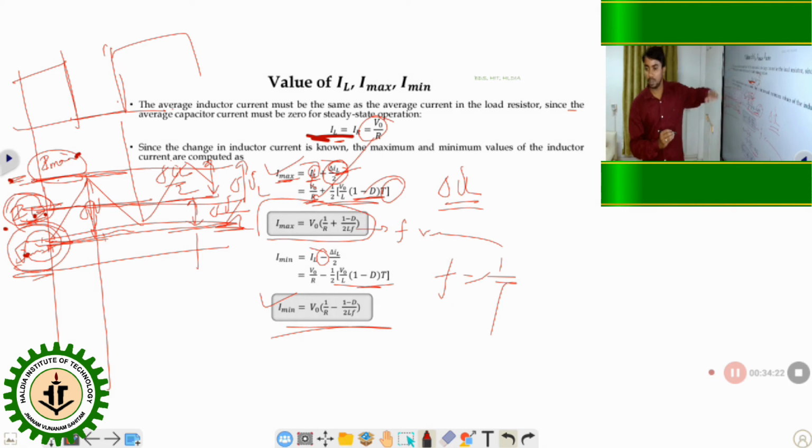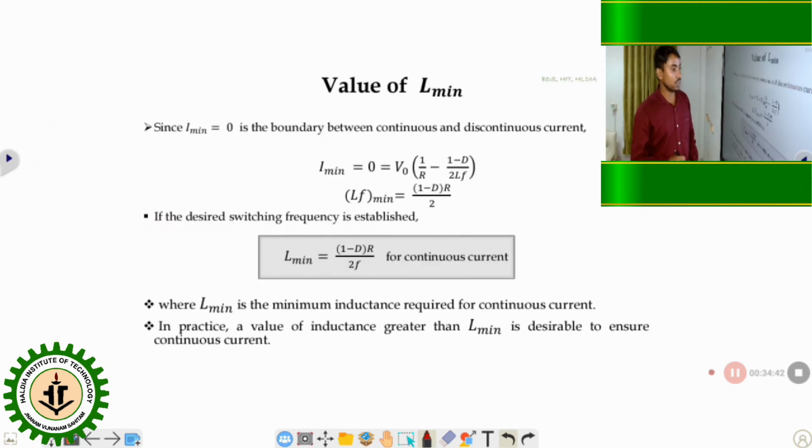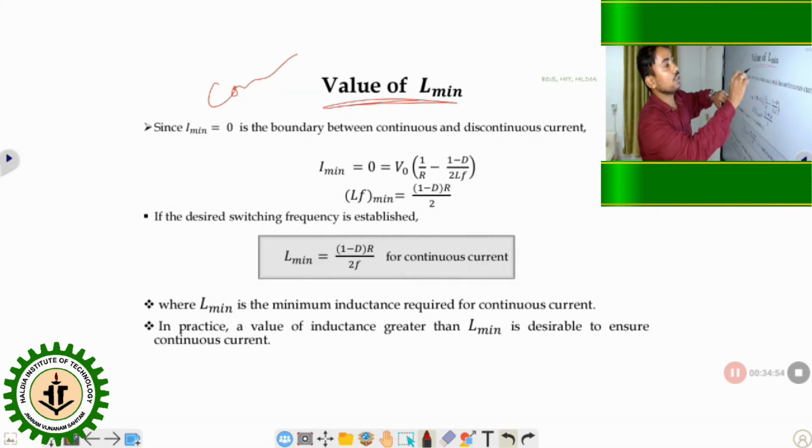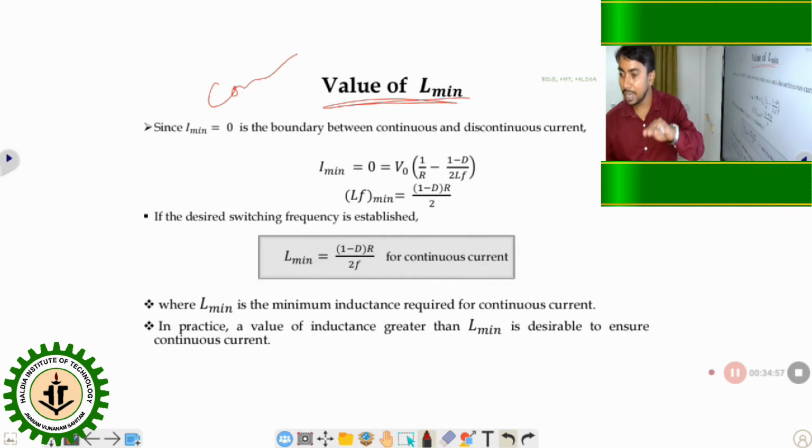Then the remaining part is the inductor and the capacitor. So how do we calculate this inductor value? What will be the minimum inductor value? This solution will be in continuous conduction. The L minimum is also called the critical inductance value. How do we get it? We can get it by using the I minimum value. Below this inductor value, the current will be discontinuous. Our aim is that the system must be in continuous conduction, so it cannot be below the I minimum value.